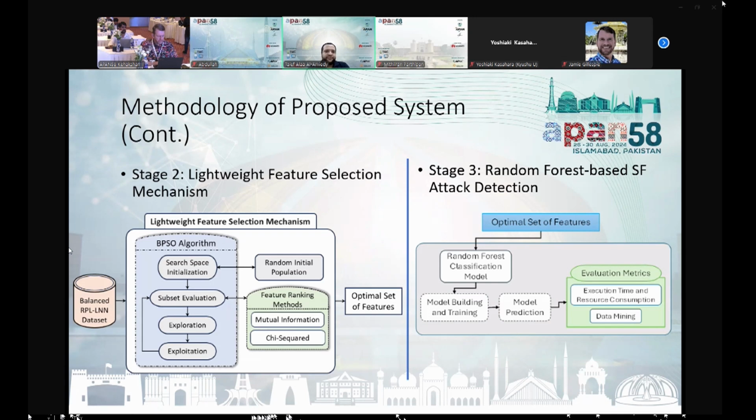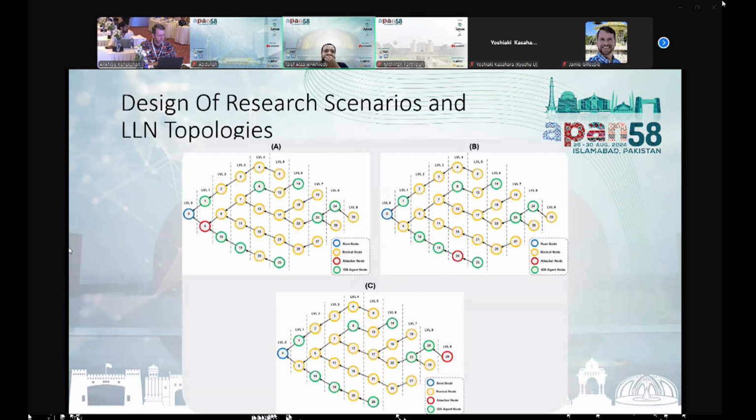After that, these features will also be passed to the exploration and exploitation phases, which are the phases of the binary BSO algorithm. After the algorithm completes, the optimal subset of features will be passed to the next stage, which is the random forest based selective forwarding prediction, for building the model, training and prediction, and getting the result in terms of execution time and resource consumption, and also in the data mining metrics. So here we have the design of the scenarios and topologies.